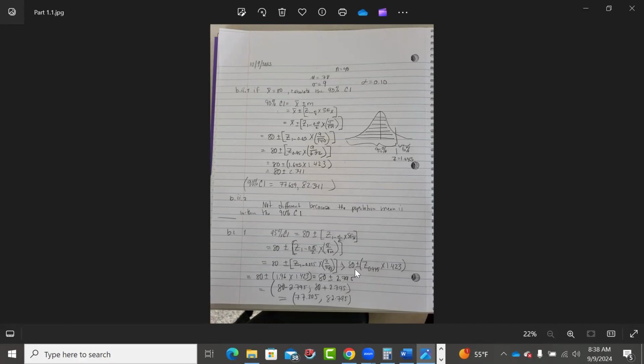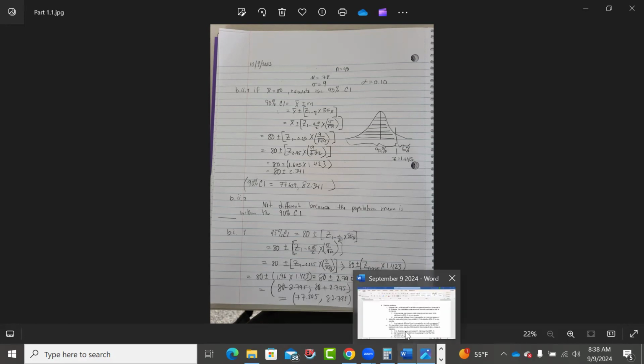Once we calculate that, we get 80 plus or minus 2.795, and we get our 95% confidence interval to be 77.205 to 82.795. And we know that the population mean was 78, right? So again, our lower limit is below 78 and our upper limit is above 78. So we cannot conclude that our sample is different from the population because the confidence interval includes the true population mean value, and we don't want it to include the population mean value.